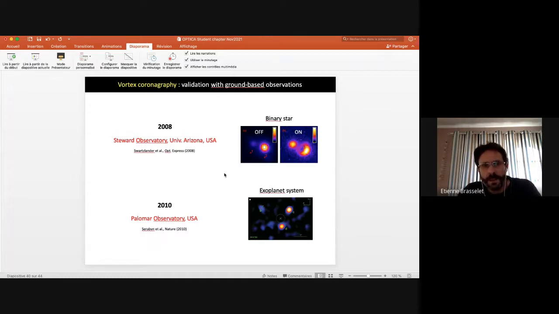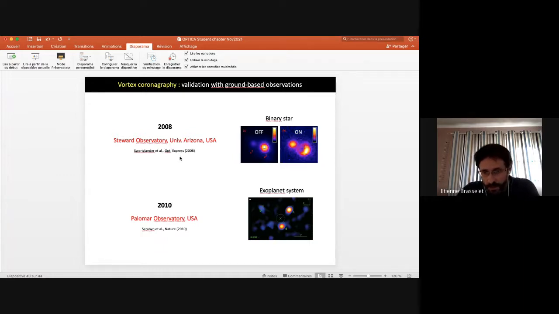And from the lab, a couple of years after, it went to observatory. Again, a binary star system was observed. Here you see a bright source. Off means that there is no vortex activated. And here, a very faint source. You activate, you extinguish the main source, and the other one is appearing from the background, and then you can observe photons, and those photons are not polluted by those ones.